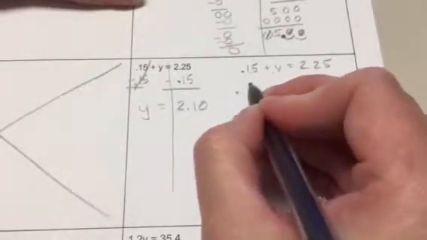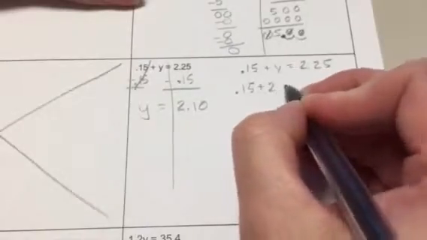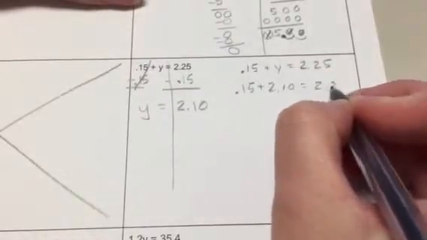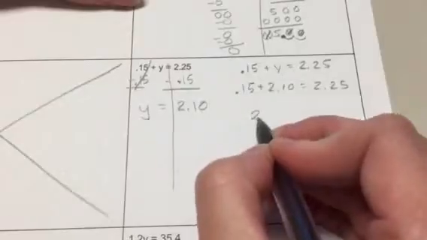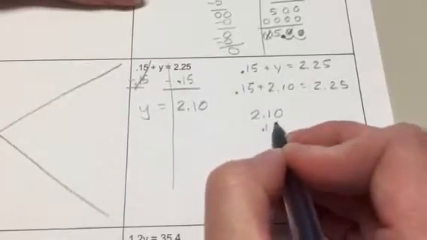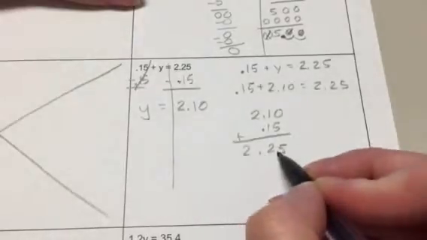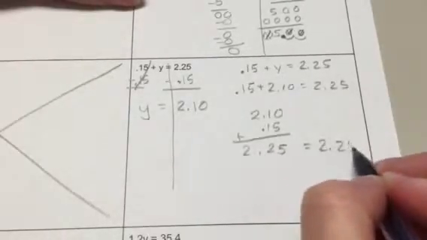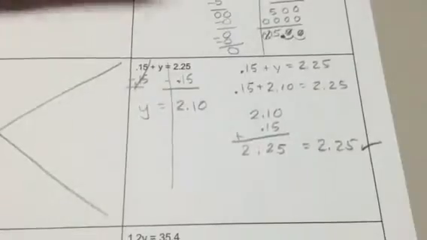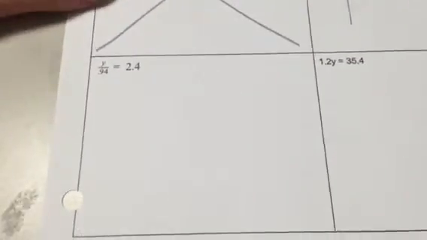Now I'm going to check by doing 0.15 plus y equals 2.25. I'm going to substitute in 2.10, which should be 2.25. I'm going to stack those. I think it's easier that way. 5, 2, 2, and 2.25 equals 2.25. Check. All right, let's do this one down here.